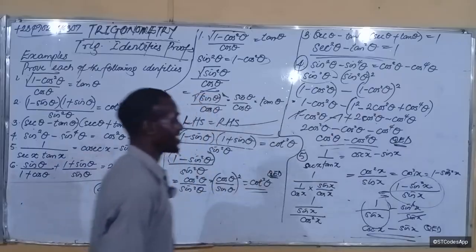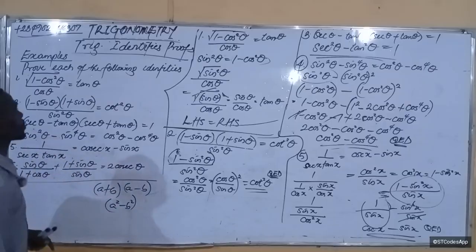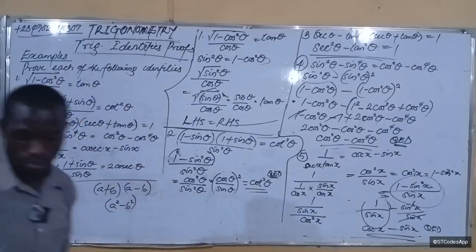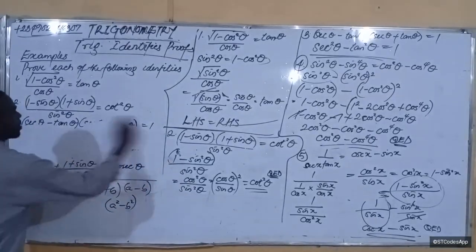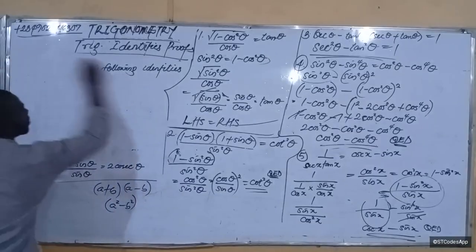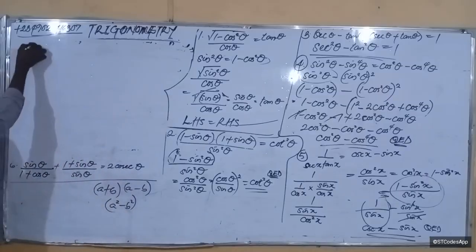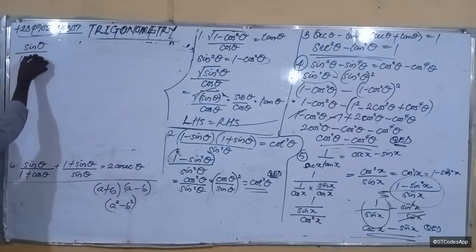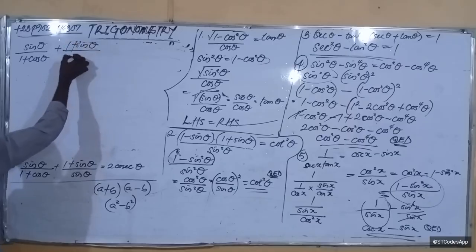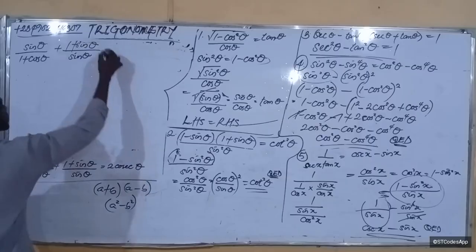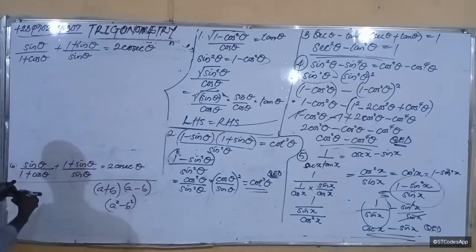So it has been proven. QED. Alright. So the next one, which is the last one, is this one. I'll clean these questions and quickly solve it. It says that sine theta over 1 plus cos theta plus 1 plus sine theta over sine theta. We should prove that it is equal to 2 cosec theta. Alright, this is also easy to prove.